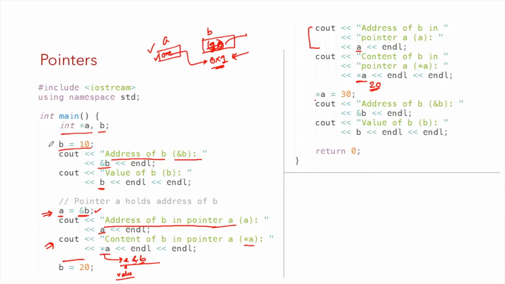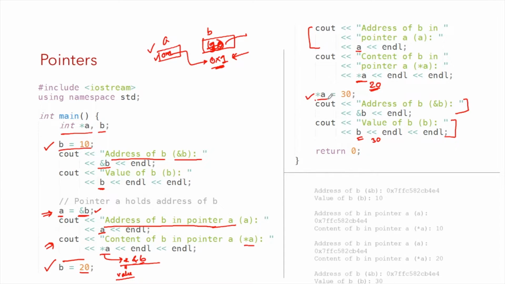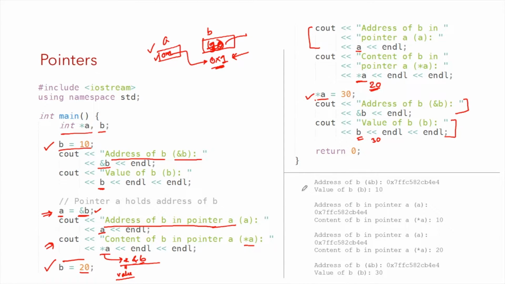So we have seen initially the value of B was 10, then we re-updated it to 20, and then using your pointer variable we re-updated it to 30. After that, this line is again going to print the address location of B, and when we simply print B, it will print 30. The reason is that the value of B was updated by variable A. So this will be the output of this program.